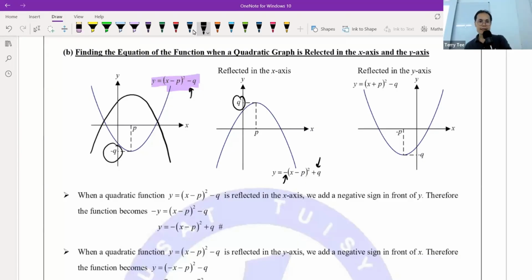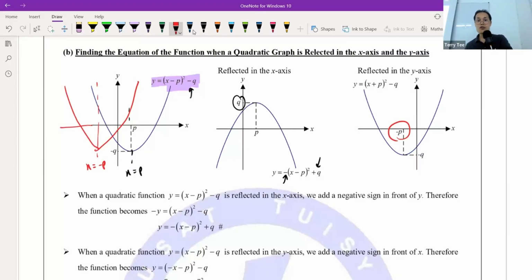But when you reflect in the y-axis, on the other hand, it doesn't go upside down. In fact, it goes from left to right. For example, here you can see your axis of symmetry is initially x equals p. When you reflect in the y-axis, it goes to the other side. Sorry, my graph looks very ugly. Too sharp here. This is now x equals -p. So basically what actually changes is your axis of symmetry. Before this it is x equals p, now it becomes x equals -p.